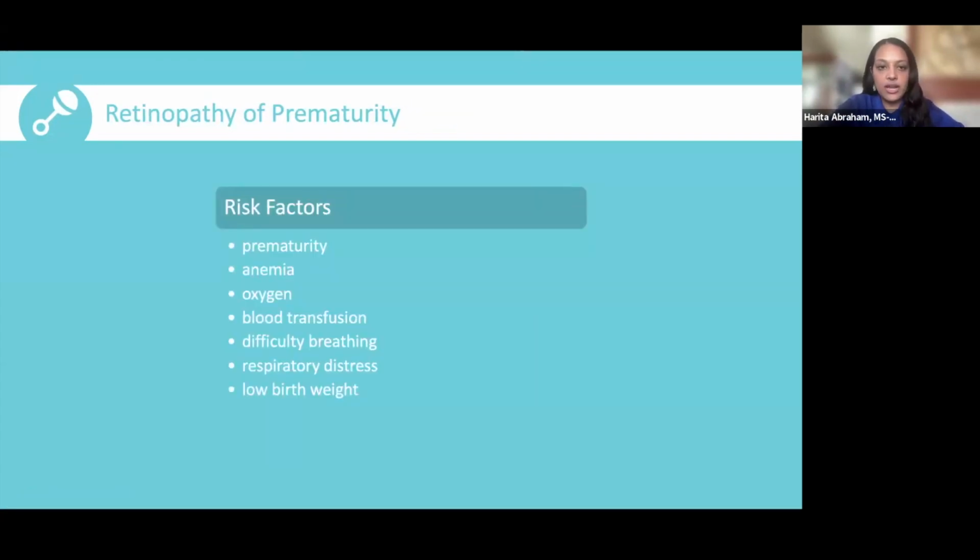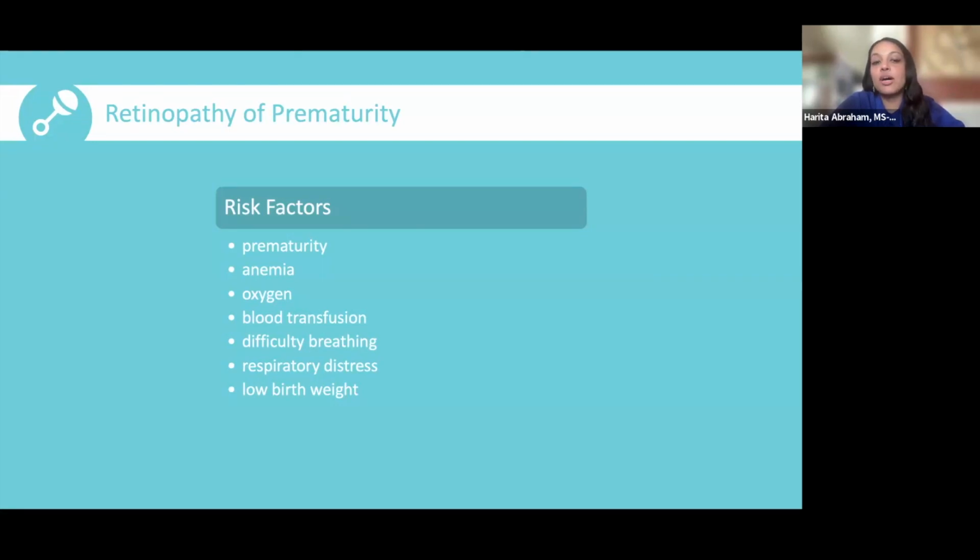Risk factors for retinopathy of prematurity include prematurity, obviously, anemia, oxygen, blood transfusion, difficulty breathing, respiratory distress, and low birth weight. The oxygen one is very interesting because a lot of times if a baby is born preterm, they need oxygen because a big thing about preterm infants is their lungs haven't developed quite as well. And so a lot of times preterm infants, when they're born, spend some time in the NICU and spend some time with some oxygen.